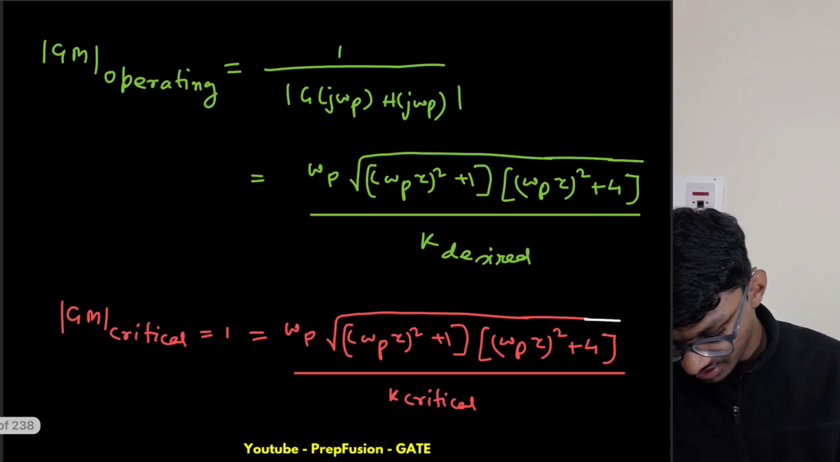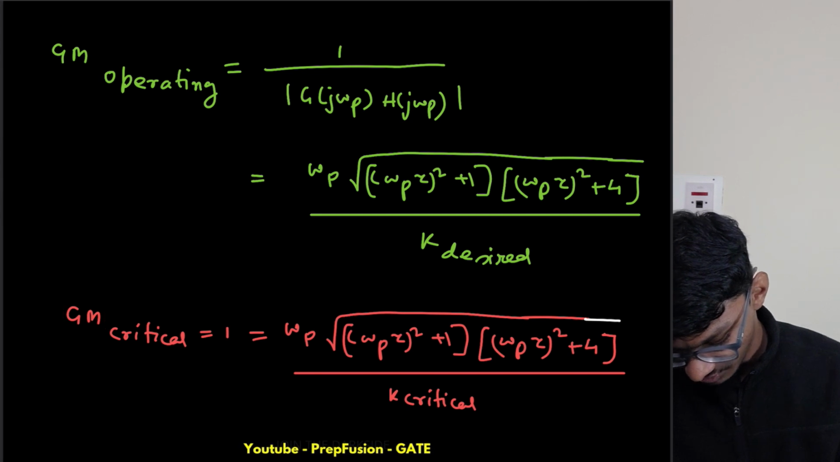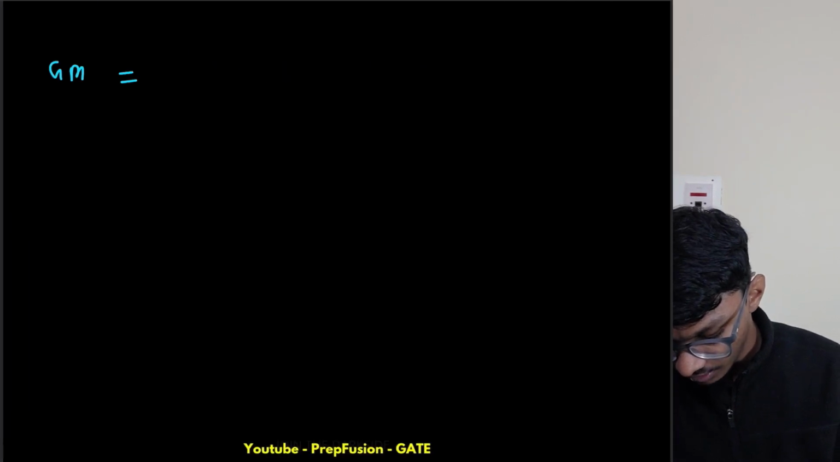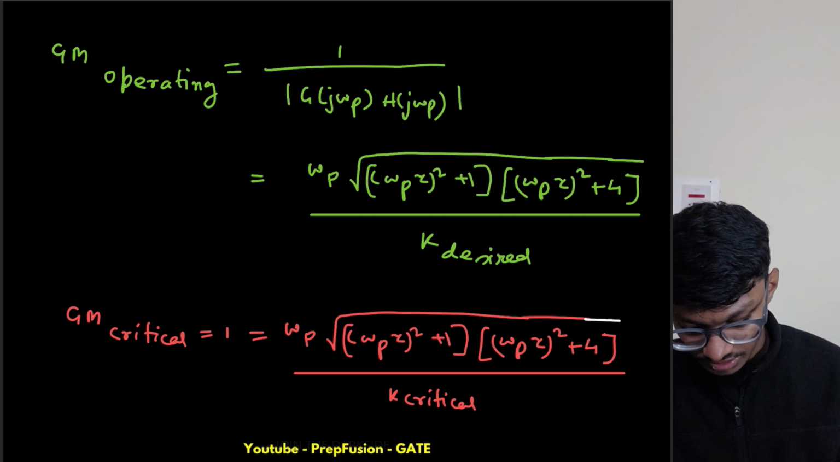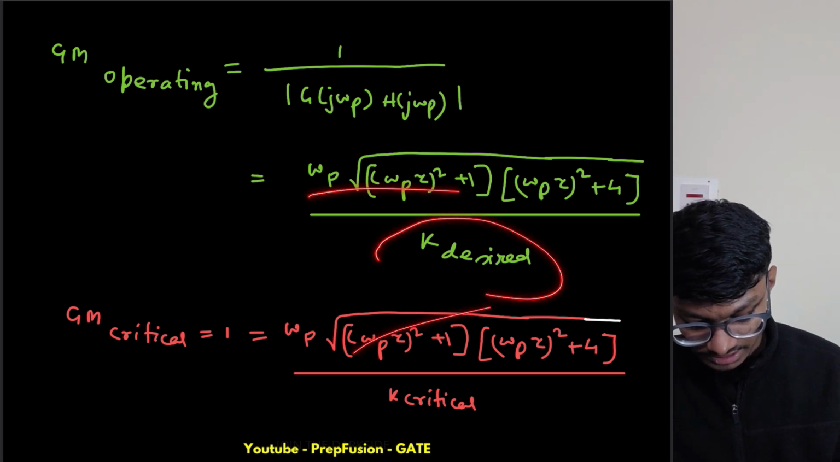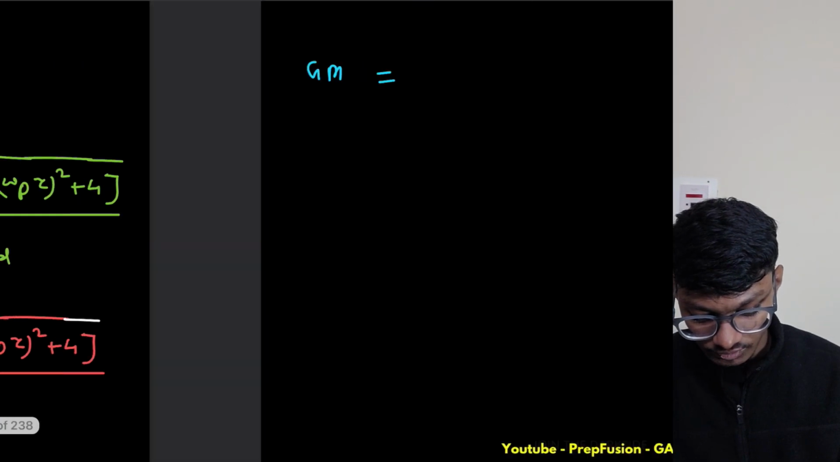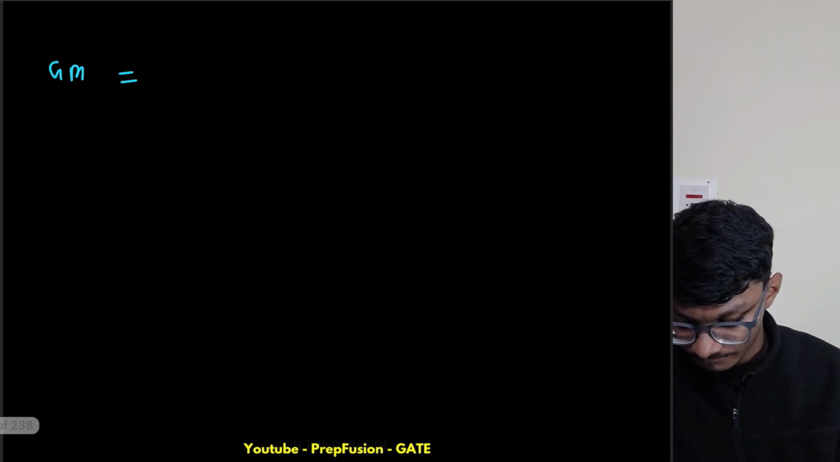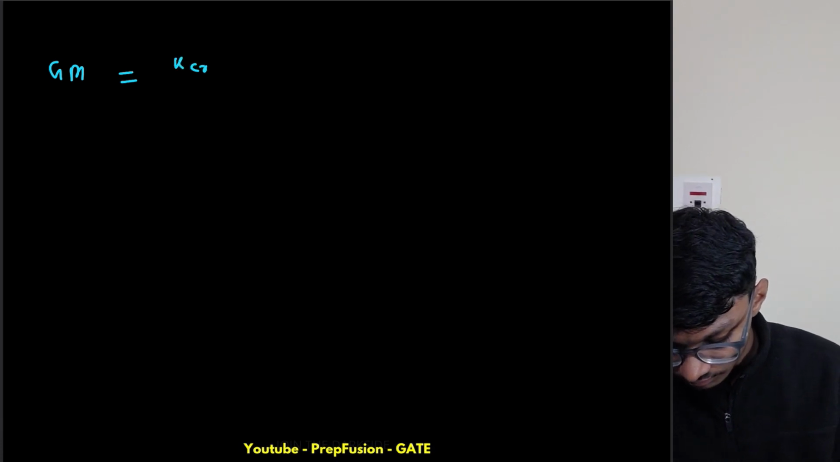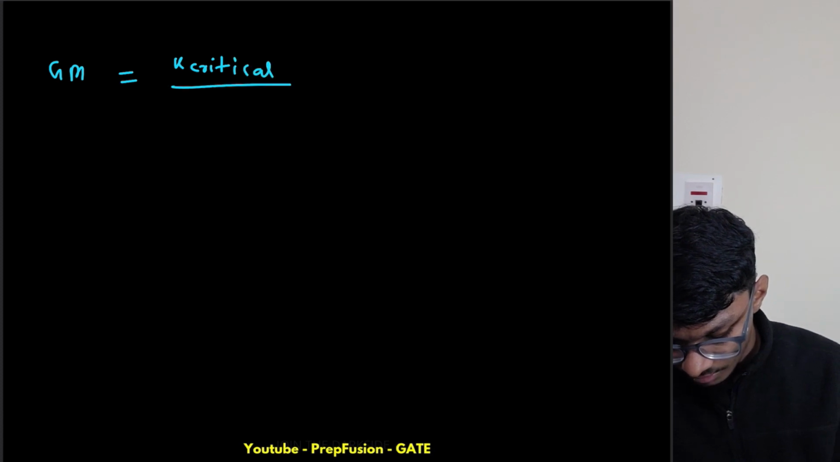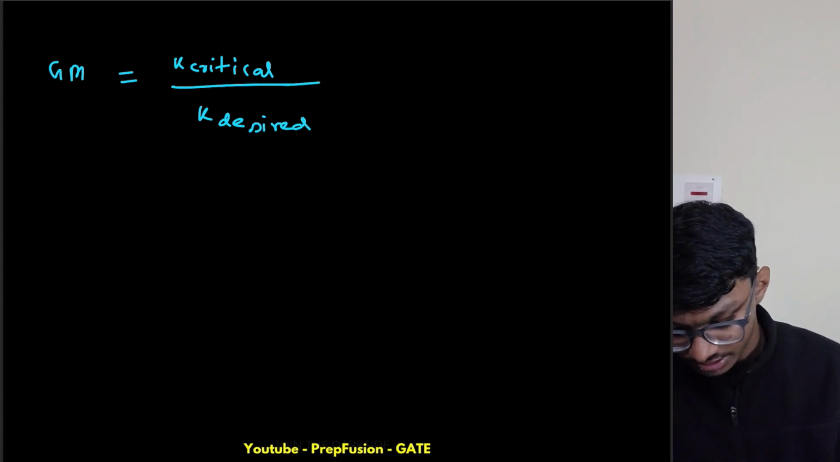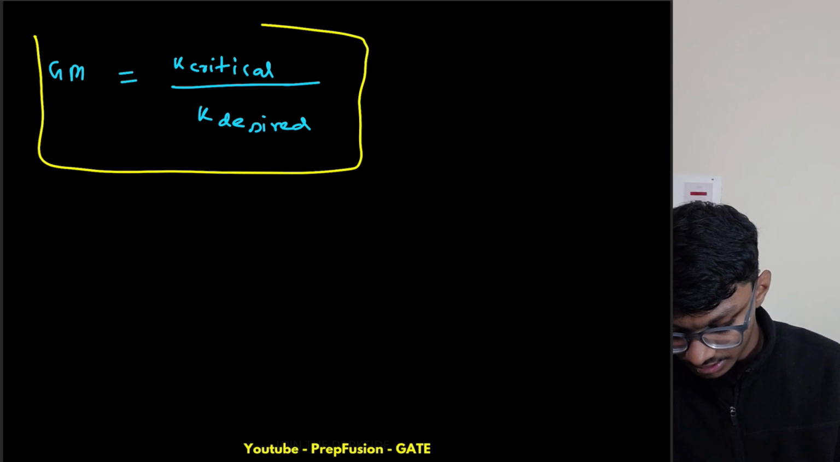Have I put the mod sign? I shouldn't have put the mod sign, sorry for that. So GM should be equal to the ratio of these two. What is the ratio? This one will get cancelled, so K critical will go above and K desired will be at the bottom. K critical over K desired. This has different names also. So this is the formula. Just remember this.